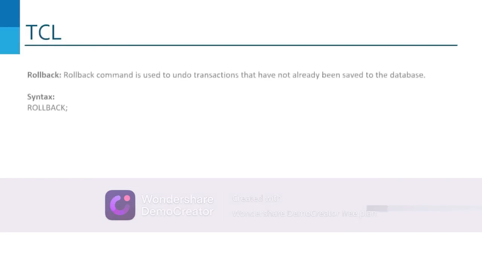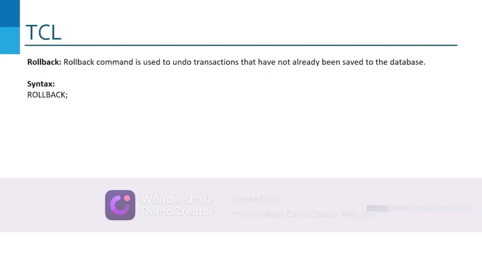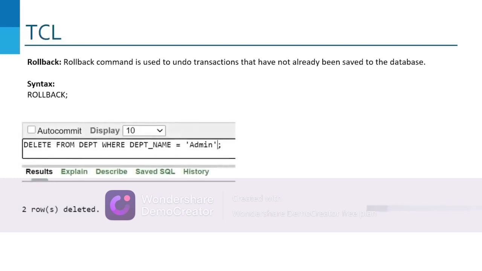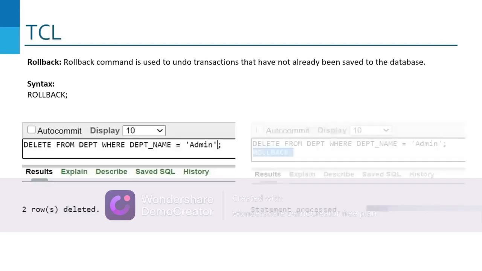Okay? The next, rollback. The rollback command is used to undo transactions that have not already been saved to the database. So we can actually roll back, we can undo. So let's see. Delete from department where department name equal to admin. So you want to delete from the department table where department name is equal to admin. So 2 rows are deleted, right?